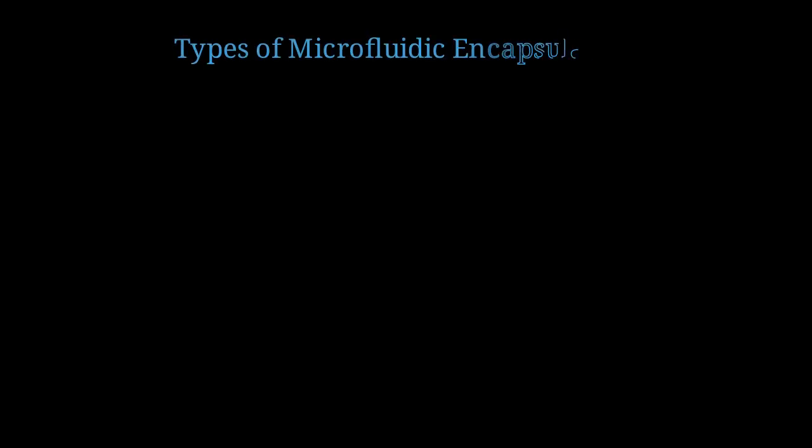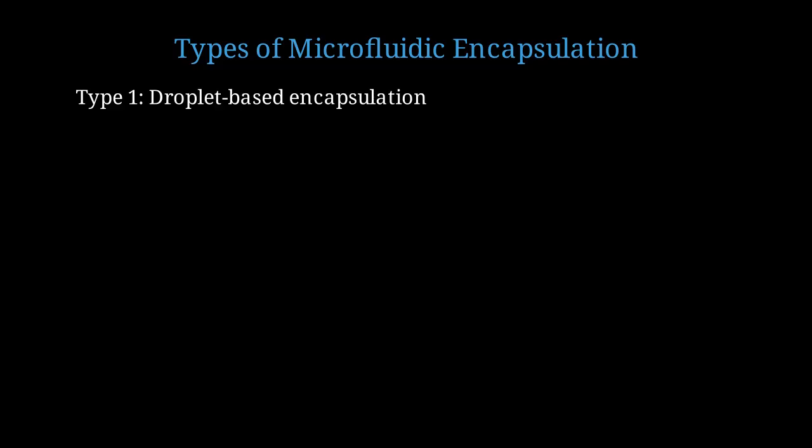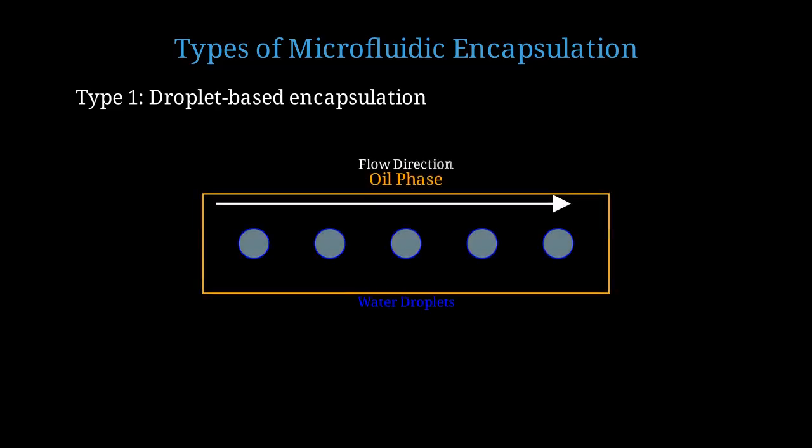Now let's discuss the main types of encapsulation we can achieve in microfluidic devices. There are 3 primary categories. First, we have droplet-based encapsulation. This involves creating water in oil droplets, or oil in water droplets, using immiscible fluids. Here we see water droplets flowing through an oil continuous phase in a microfluidic channel. Each droplet acts as an isolated microreactor.